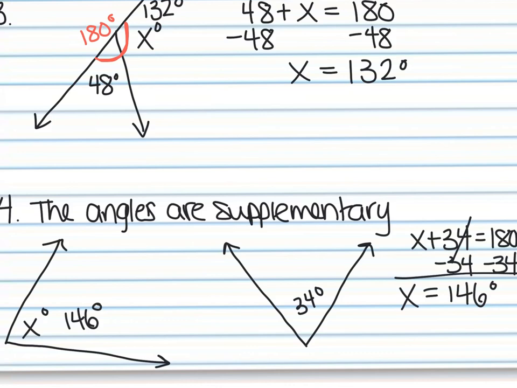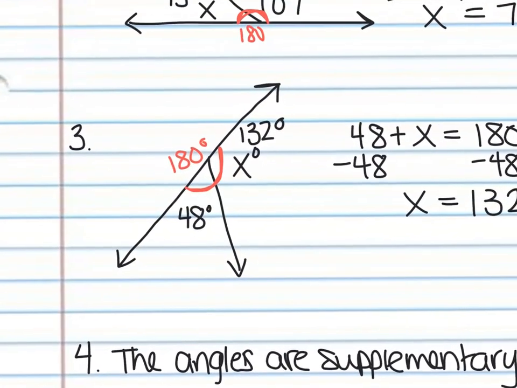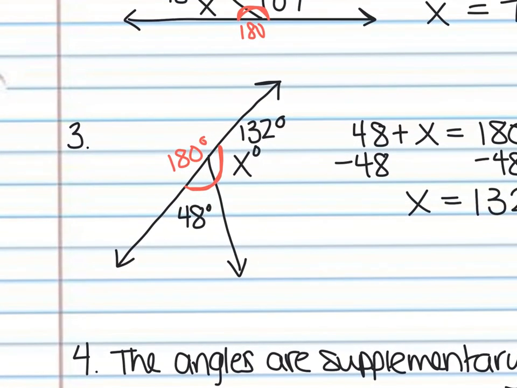So for these, remember, supplementary angles add up to 180 degrees. And if the problem doesn't say supplementary, you're looking for two angles on a straight line together.